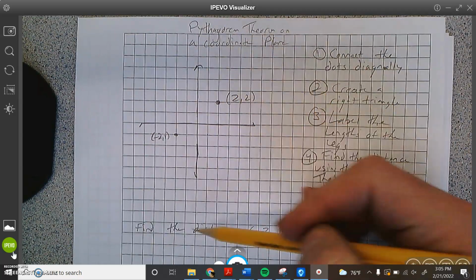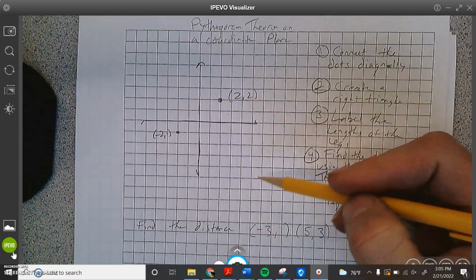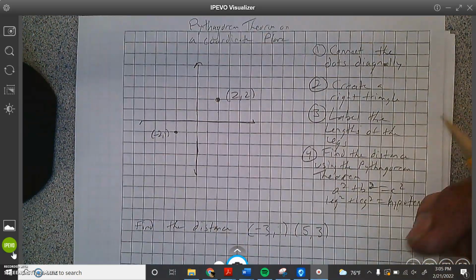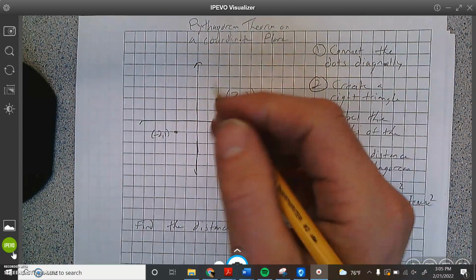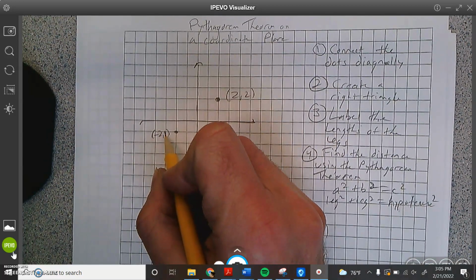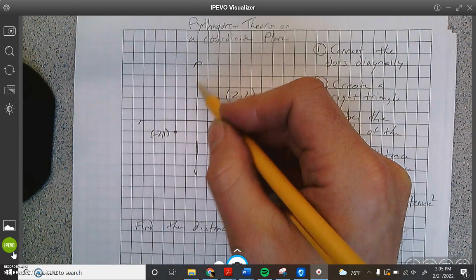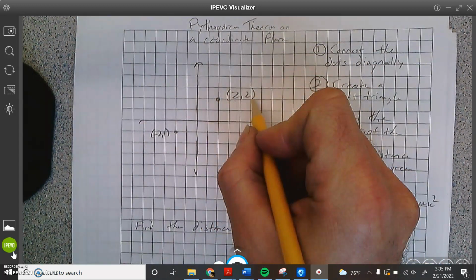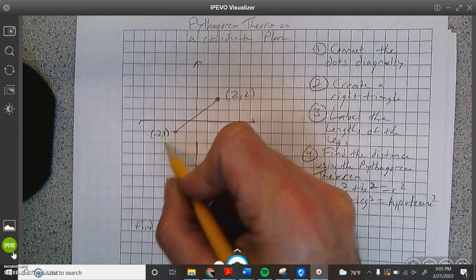Pythagorean Theorem on a coordinate plane. Make sure you grab some graph paper, whether in your notes or a loose sheet like I got here. All right, so we are going to find the distance between (-2, 1). Make a little coordinate plane and make sure it lines up with the grid. And (2, 2). So what is this distance right here? How far are they apart?